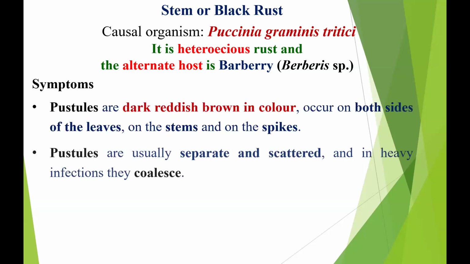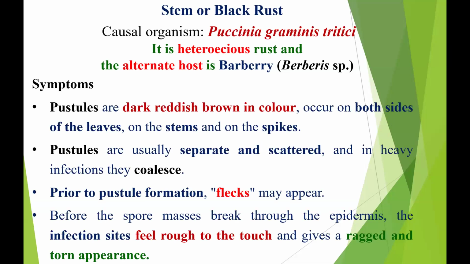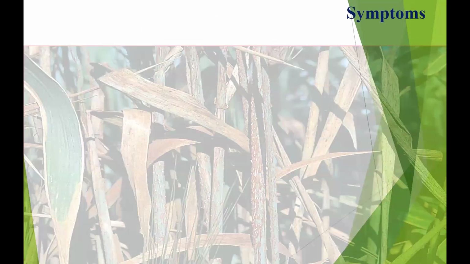These are a few symptoms: we can see reddish brown, dark reddish brown colored pustules which occur on the leaves, stems, and spikes. These appear in scattered form, and sometimes they combine to form a large patch-like structure. Prior to the pustule formation, some flecks may also appear. Before the spore masses break through the epidermis, the infection site feels rough to touch and gives a ragged appearance. These are the symptoms which can be seen with the eyes in fields, on the stems, leaves, and also on the spikes.